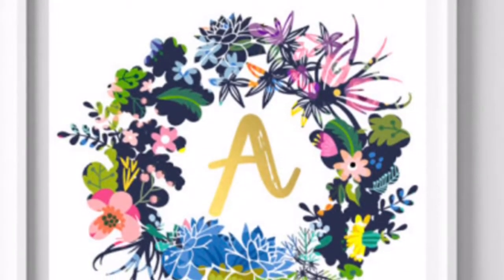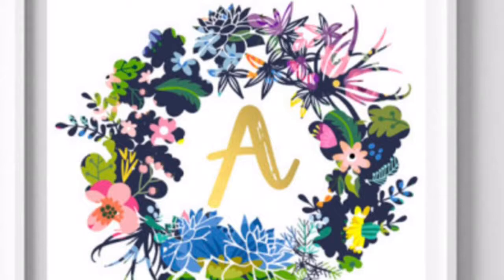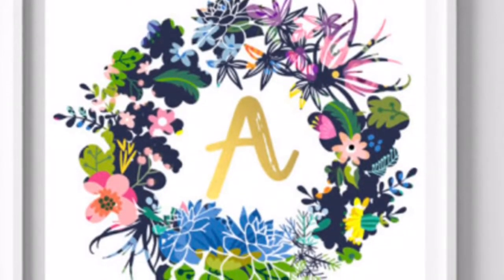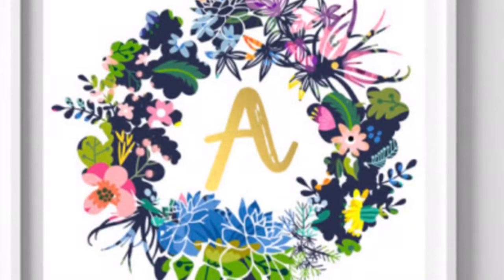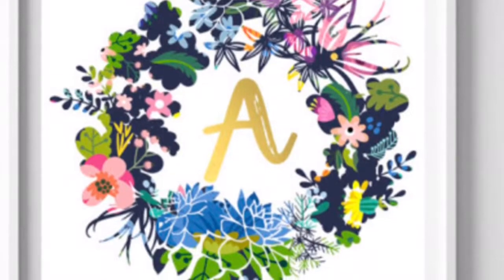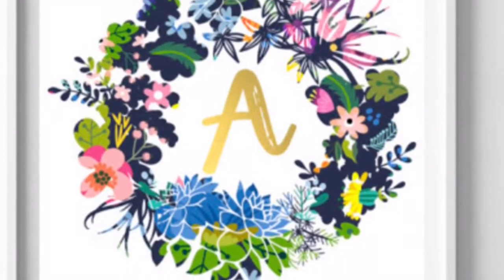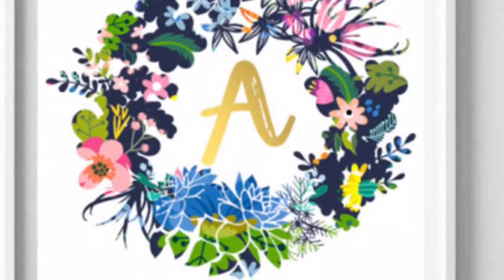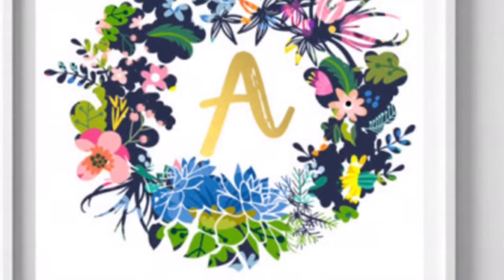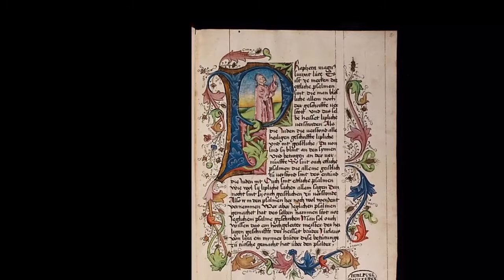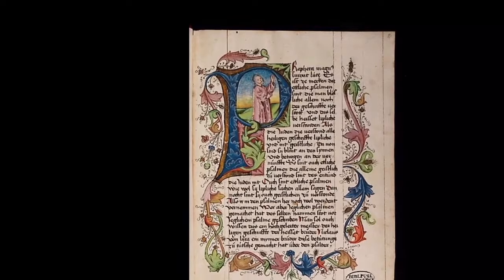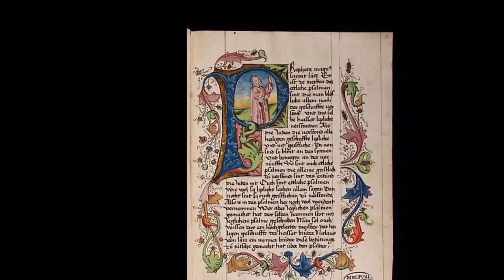Hello artists! Today we're going to be starting the covers of our sketchbooks, and our sketchbook covers this year are going to include our initial. Our initial is the letter that begins our name. The word initial comes from the Latin word initialis, which means standing at the beginning.